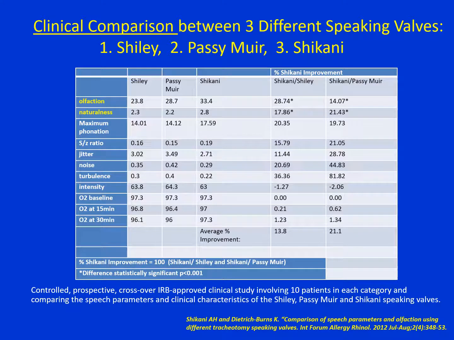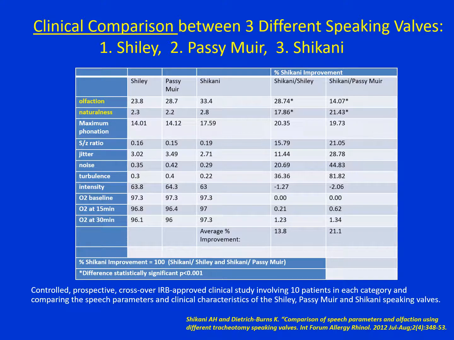Another study was done comparing clinically 3 different types of speaking valve: the Shiley flapper valve, the Passimier flapper valve, and the Shikani ball valve. This was done in collaboration with Dr. Dietrich Burns, who's currently at the NIH.